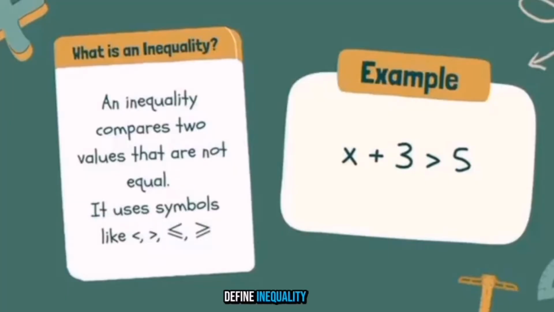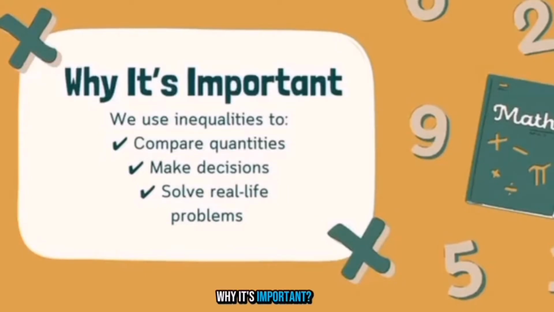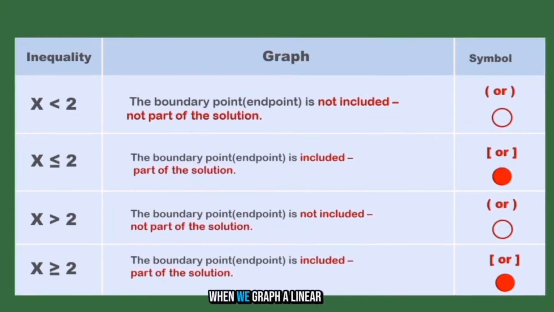First, let's define inequality. An inequality compares two values that are not equal. It uses symbols like less than, greater than, less than or equal to, or greater than or equal to. Why is it important? We use inequalities to compare quantities, make decisions, and solve real-life problems. In graphing linear inequalities, we use hollow and solid circles to show if a number is part of the solution or not. A hollow circle is the normal or unshaded circle, while a solid circle is the shaded or filled-in circle.